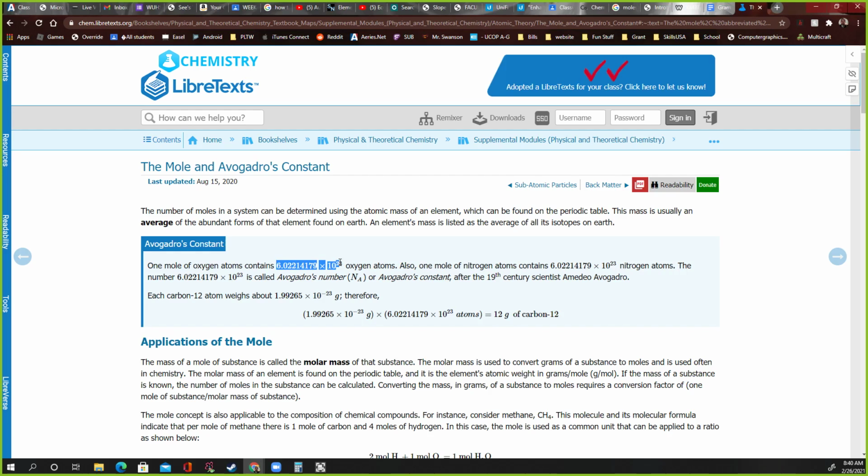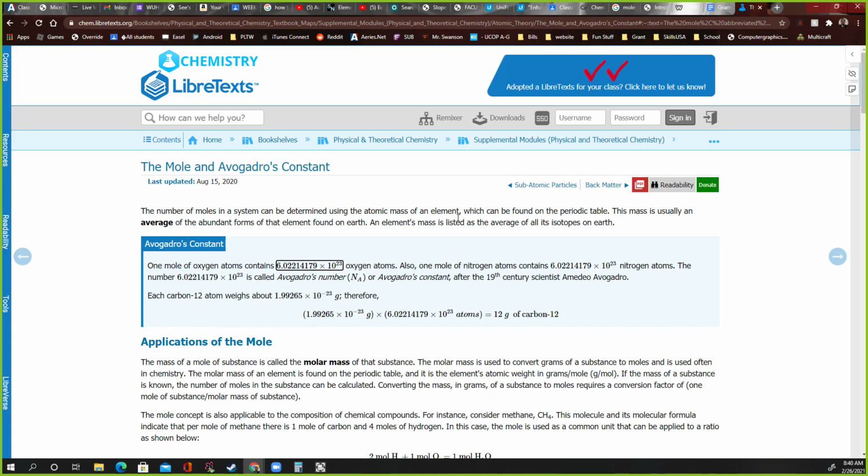Here's another one. This number right here, which is a huge number, 6.022 and so on. Most people just put 6.022 times 10 to the 23rd power. That means we have to move this decimal place 23 times to the right. It's a huge number. So just know it's a very big number. That's all you need to know.